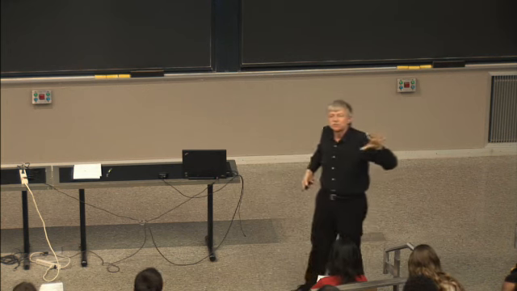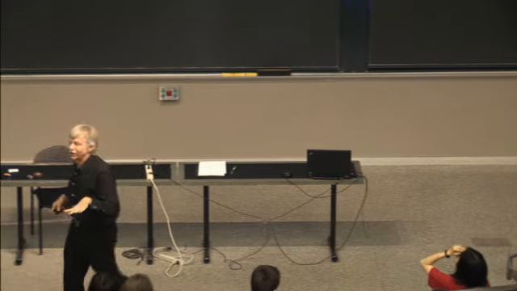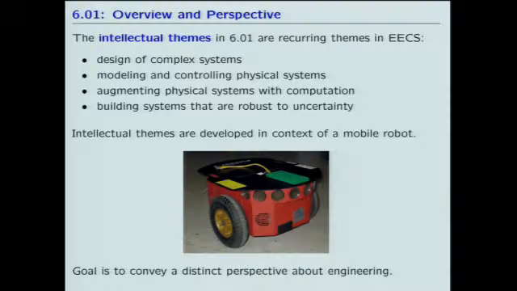So just to provide some perspective, I want to remind you where we are, how we got here, and where we're going. At the beginning of the course, we promised that there were several intellectual themes that we would talk about. Probably the most important one there is designing complex systems. That's what we're really about. We would like you to be able to make very complicated systems. How do you think about parts? How do you think about connecting them? How do you think about things when you want to make something that's very complicated?